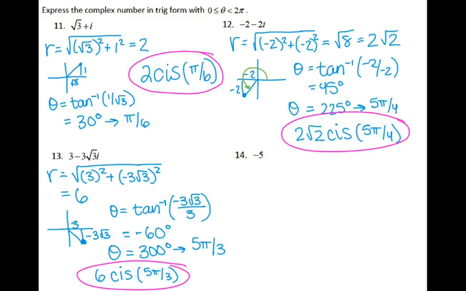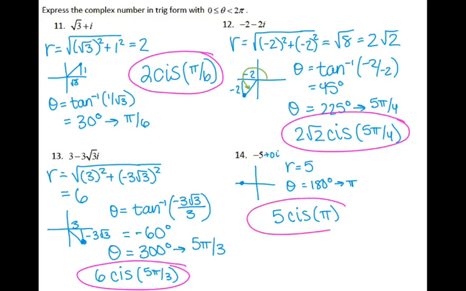For number 14, it's just -5, so there's no I part. So that's like having -5 plus 0I. So when I graph it, that puts me right there on my negative x-axis. My r is just going to be 5 because this distance right here is just 5 units. And my theta is going to be 180 degrees, or pi. So now when I write this in trig form, I have 5 cosine plus I sine of pi.